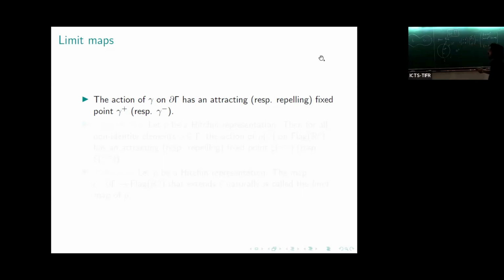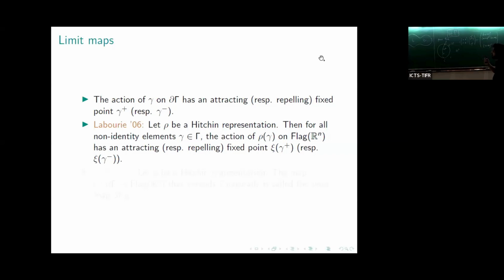And so what Labourie showed in 2006 is that if rho is a Hitchin representation, then for any non-identity element gamma inside capital gamma, the action of rho of gamma on the flag space of Rn, the space of all full flags of Rn, has an attracting fixed point and also a repelling fixed point. I'll just define what a flag is, or give a rough picture.